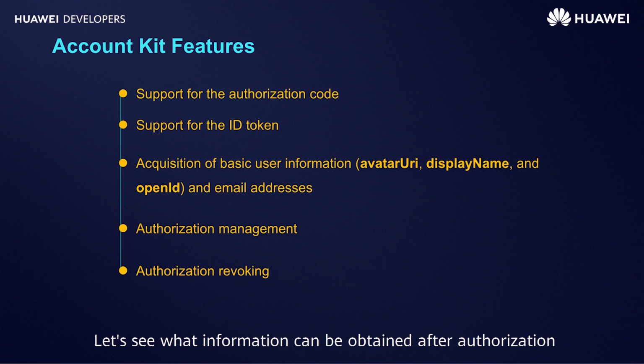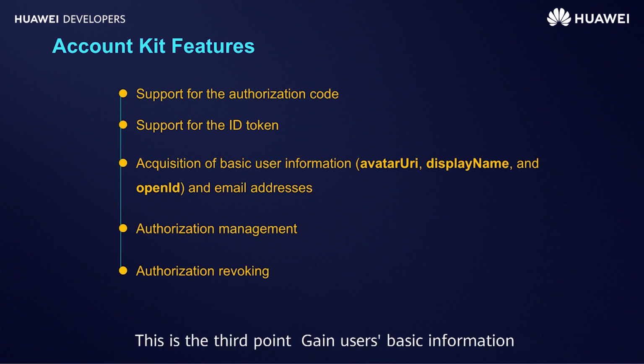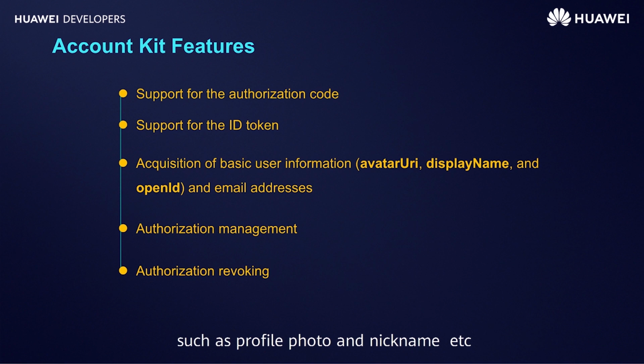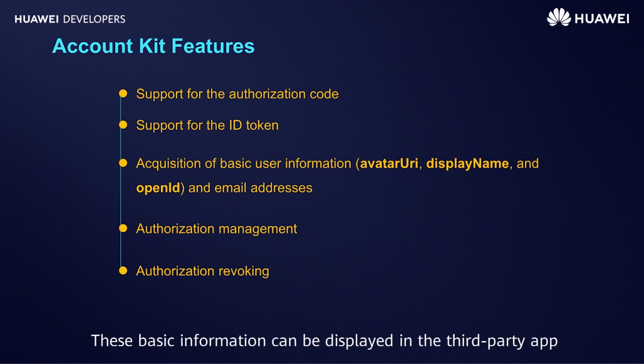Let's see what information can be obtained after authorization. This is the third point. Gain users' basic information. After successful authorization, the application may obtain users' basic information, such as profile photo and nickname, etc. This basic information can be displayed in a third-party app.